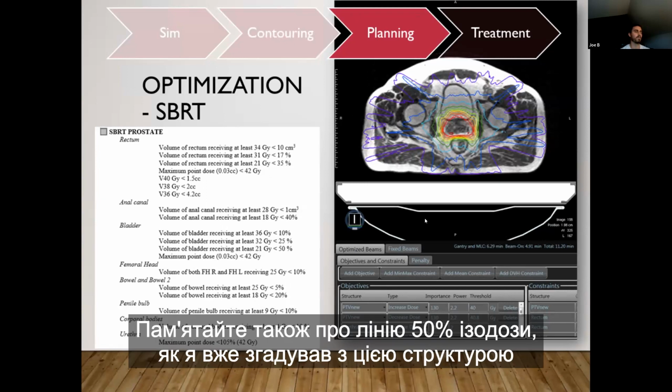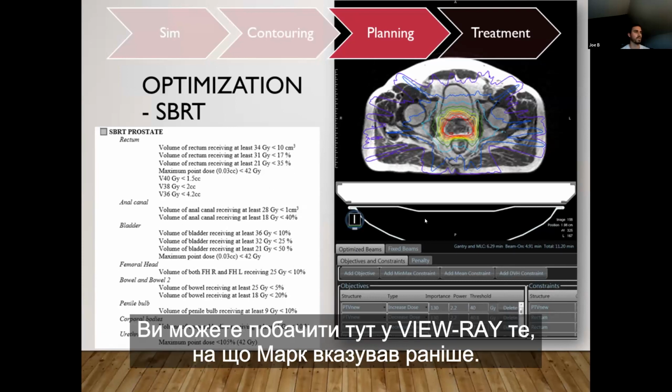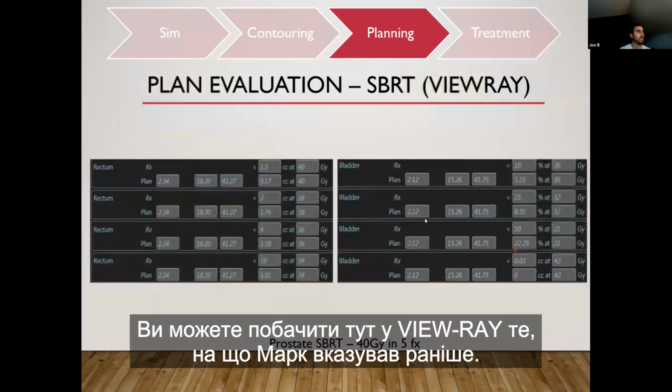So mindful of the 50% isodose line as well, like I mentioned with that tuning structure for the ring. And yeah, this allows us to keep a really nice conformal plan. You can see here in ViewRay, similar to what Mark was highlighting before.